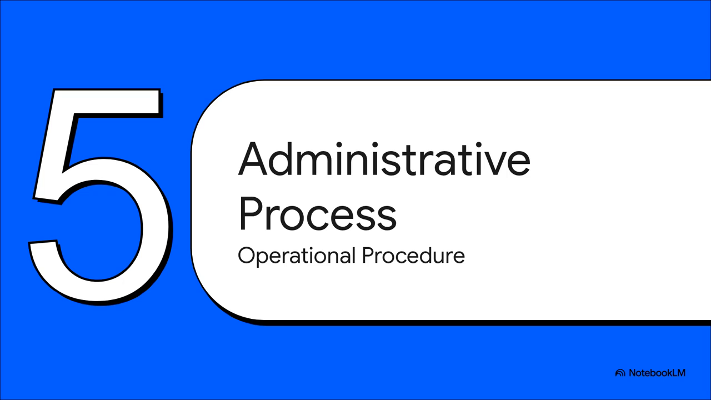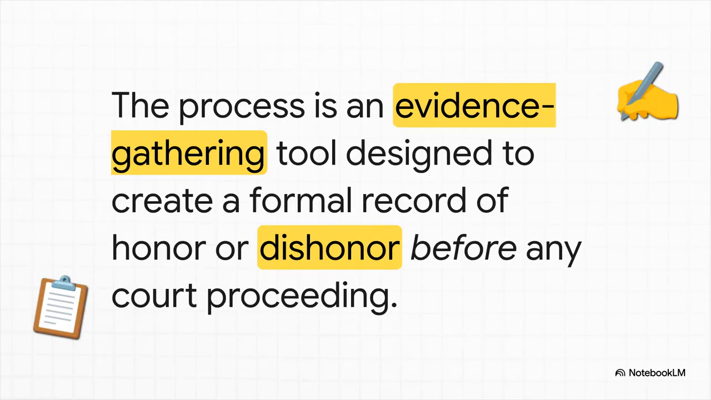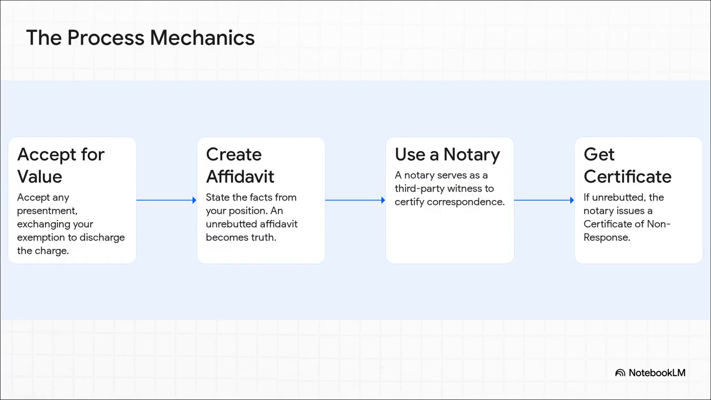But how do you actually apply this knowledge? That brings us to the operational procedure, what's known as the administrative process. Now, it's really important to understand that this process is not about arguing in a courtroom. Instead, think of it as a pre-court evidence-gathering protocol. The entire objective is to create a formal, official record that establishes the facts and determines who has acted in honor or dishonor, all according to these commercial rules. So let's walk through the operational sequence here.